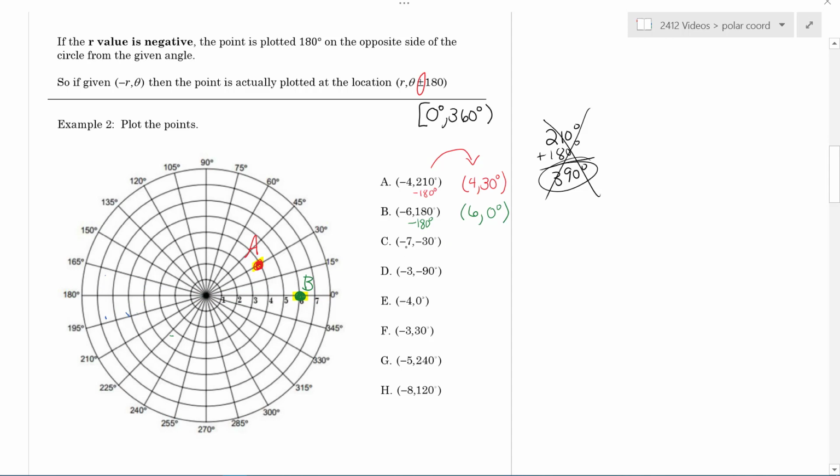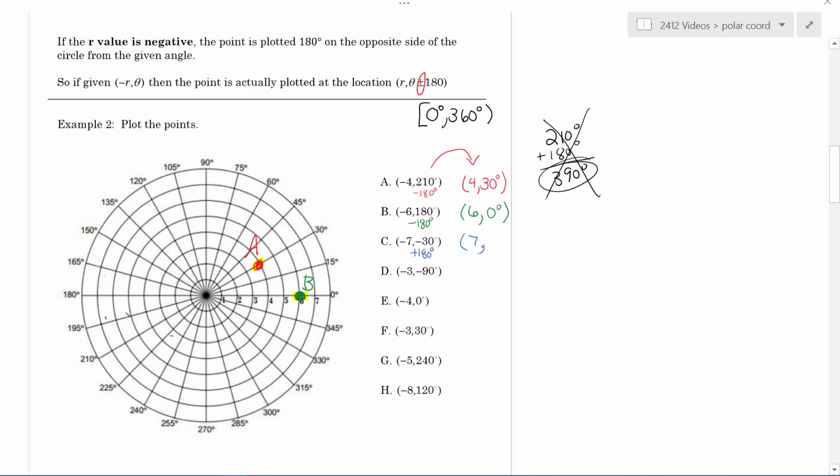Okay, let's look at point C. Point C also has a negative R value, so -7, -30 degrees. So I can add or subtract 180 from that 30-degree measure. Since it's negative, if I subtract, that's just going to get me more negative. And that sometimes is hard to plot. So if I have a choice, I'm going to go ahead and try to keep my angle positive, so I'm going to add 180 in this case.